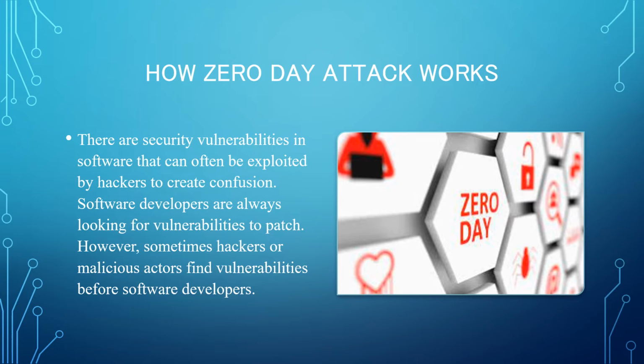There are security vulnerabilities in software that can often be exploited by hackers to create confusion. Software developers are always looking for vulnerabilities to patch. However, sometimes hackers or malicious actors find vulnerabilities before software developers. While the vulnerability is open, an attacker can write and implement code that exploits it. This is called exploit code. Exploit code can cause identity theft or other forms of cybercrime.